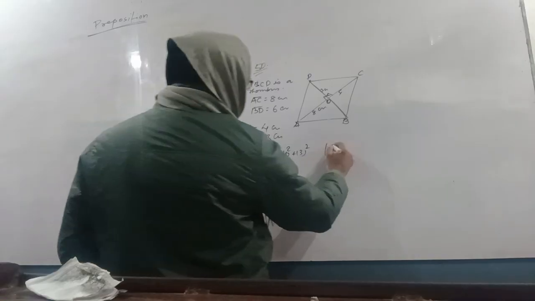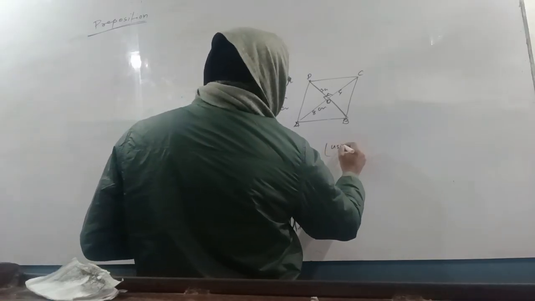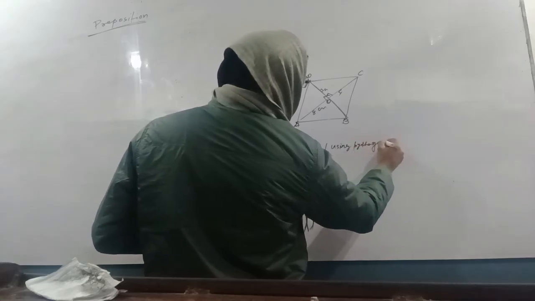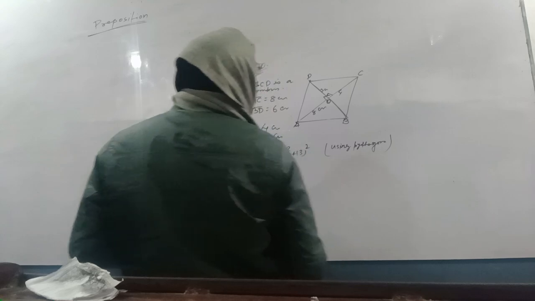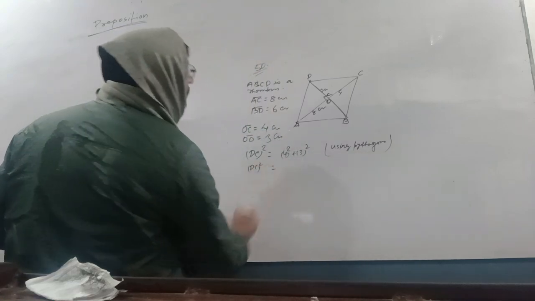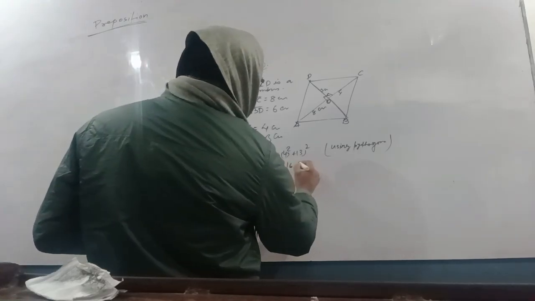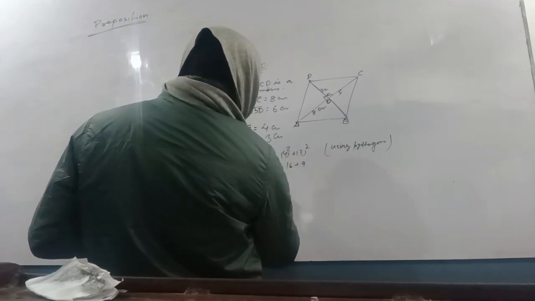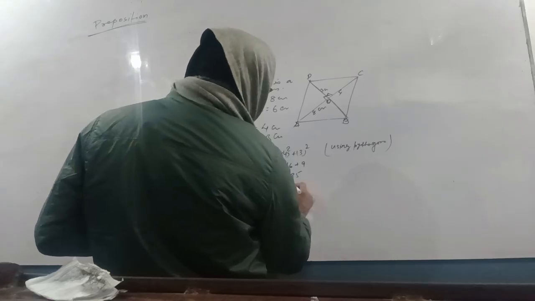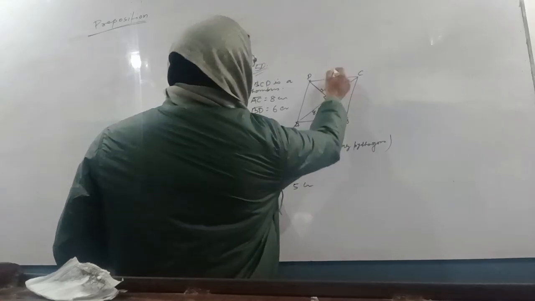Using Pythagoras theorem, okay? So DC square is equal to 16 plus 9. DC square equal to 25. Therefore, DC equal to 5 centimeter.